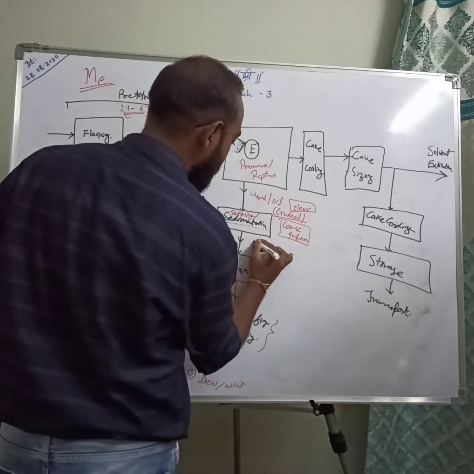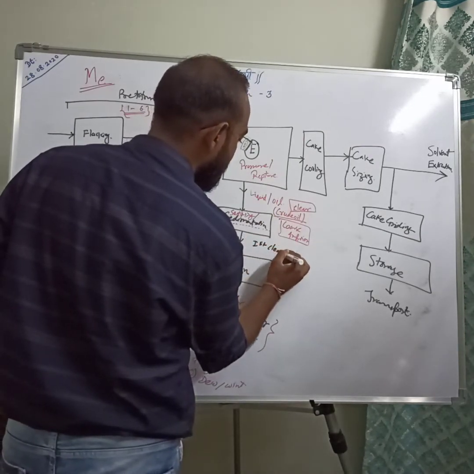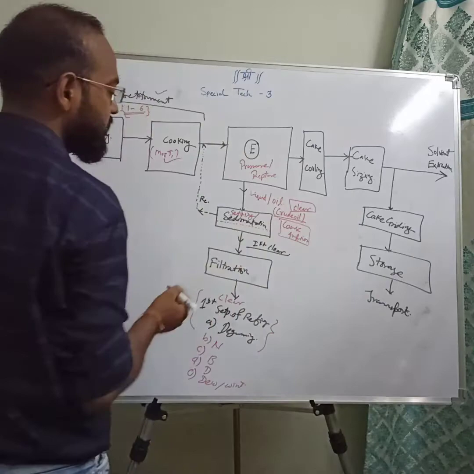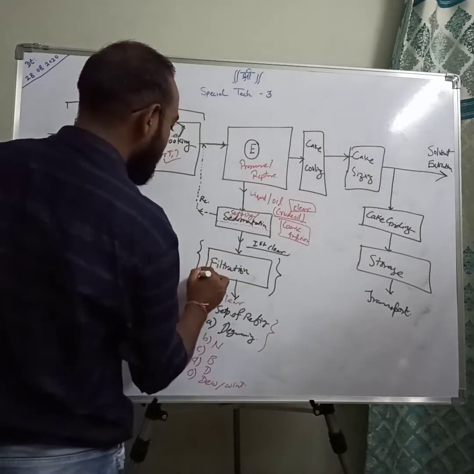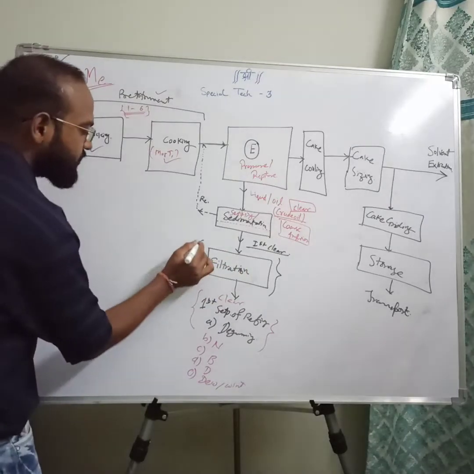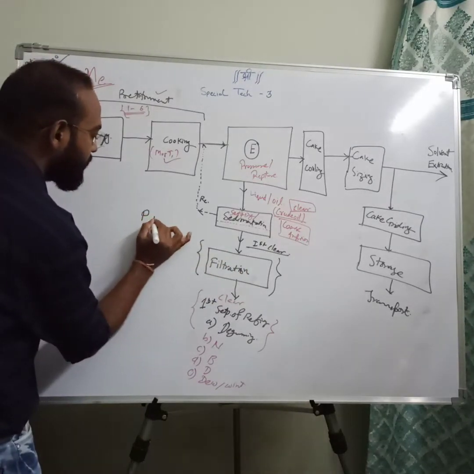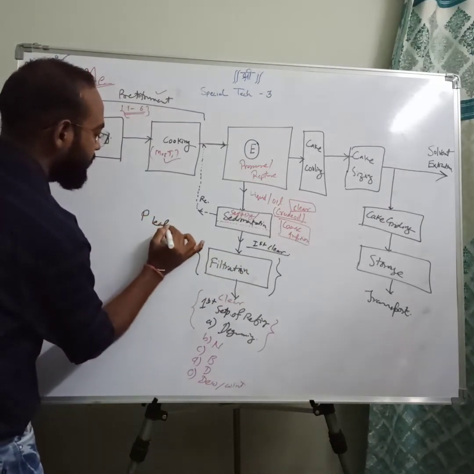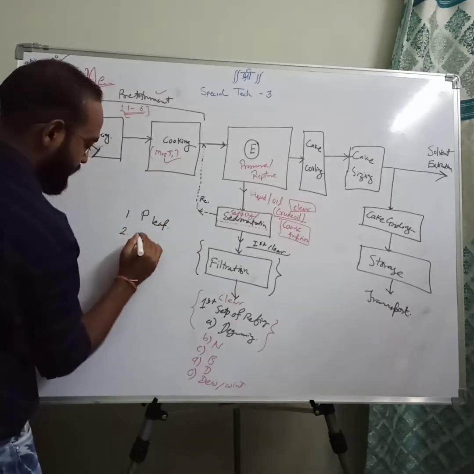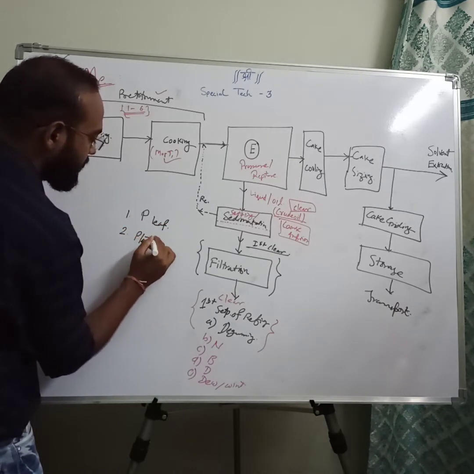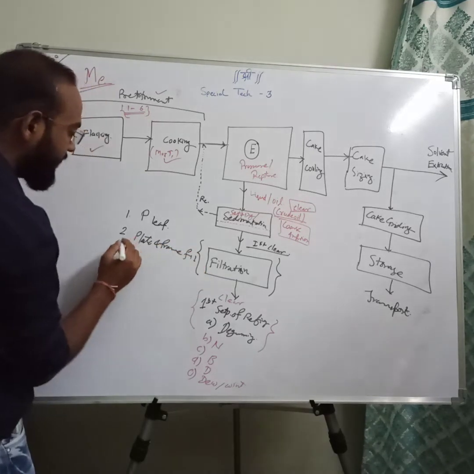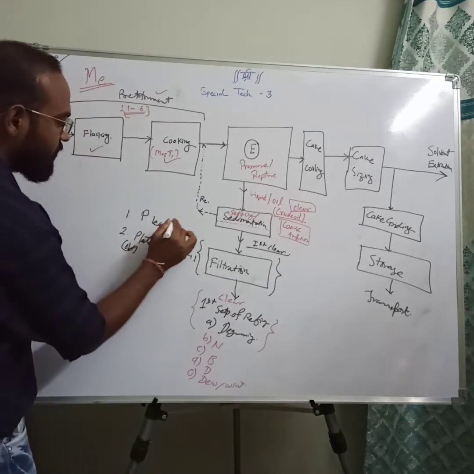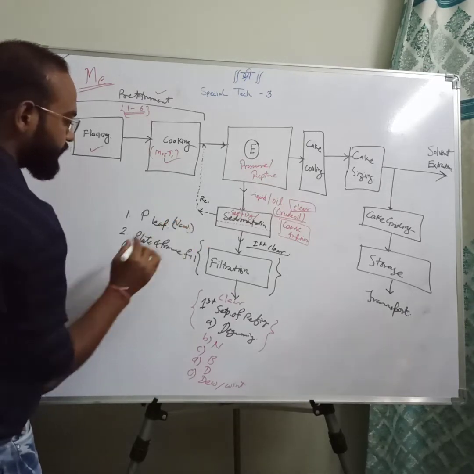So first clarification is there, first filtration is there. Now again a filtration is necessary. Most of the time filtration is necessary, and this filtration is carried out by a pressure leaf filter or by a plate and frame filter. Plate and frame filter is the old one, while pressure leaf filter is the new one.